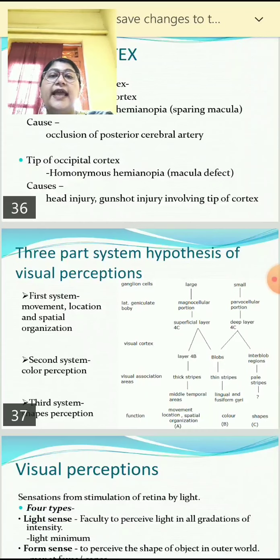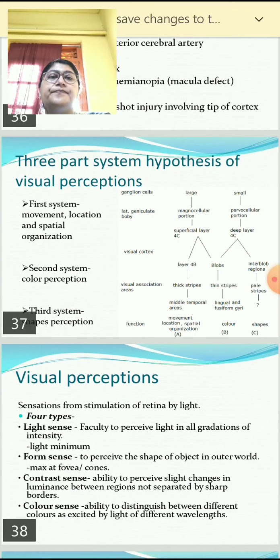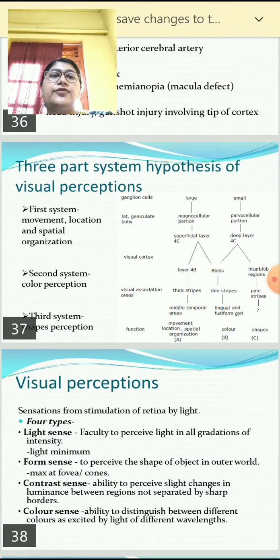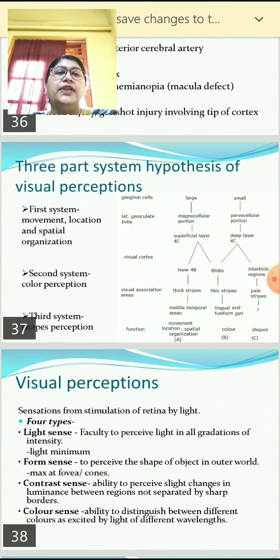Now we have the three-part system hypothesis of visual perception. Three-part means the first system has movement, location and spatial organization. Second is color perception and third is shape perception. You can see this. We have the magnocellular and the parvocellular portion. The magnocellular is involved in movement, location, spatial organization and color, whereas the parvocellular portion is involved in color and shapes.